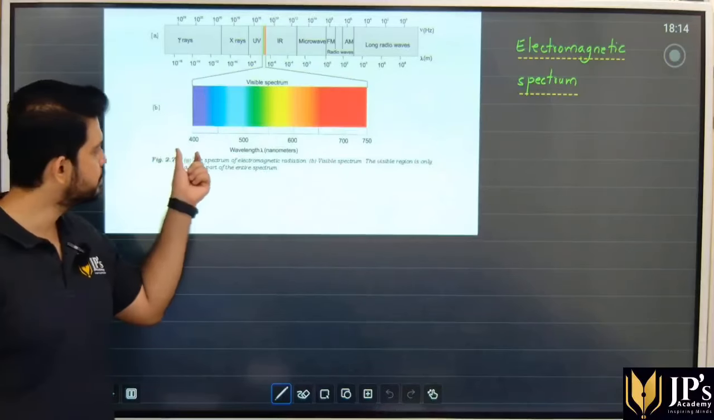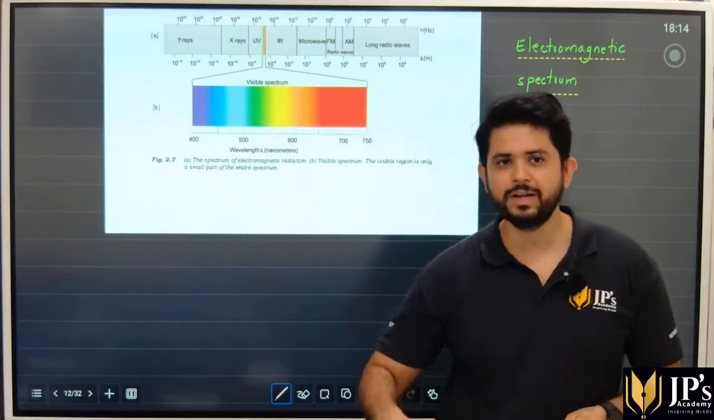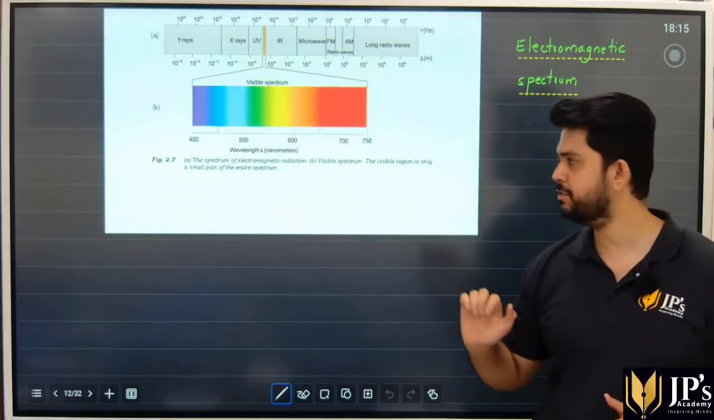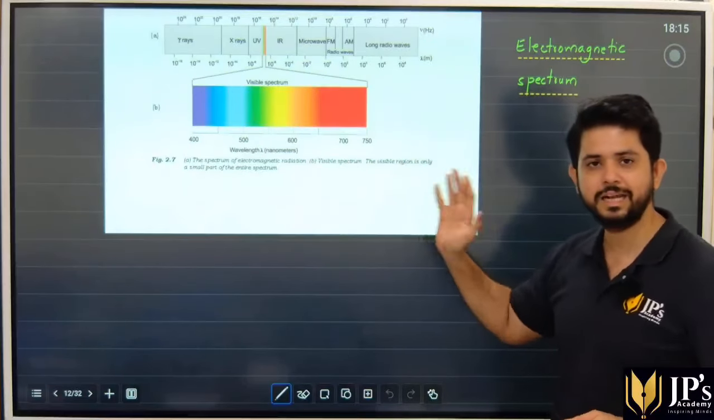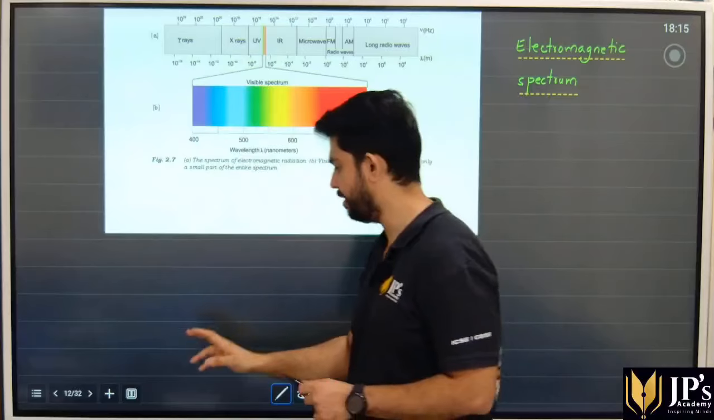The visible spectrum goes from 400 nanometers to 750 nanometers, and then we have microwaves, radio waves, and long range radio waves. This entirety is the electromagnetic spectrum, and this is VIBGYOR. Okay, I hope everyone knows that.